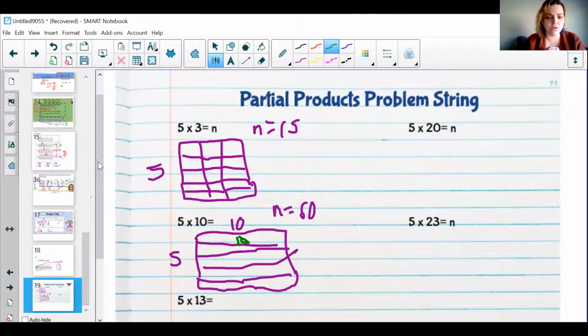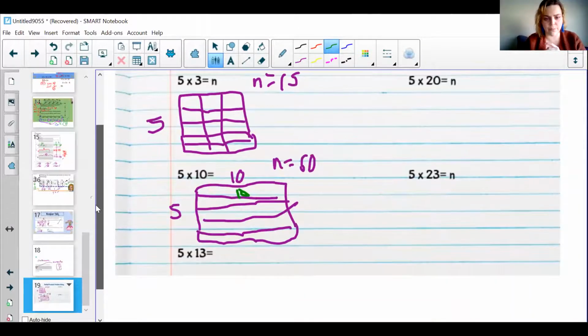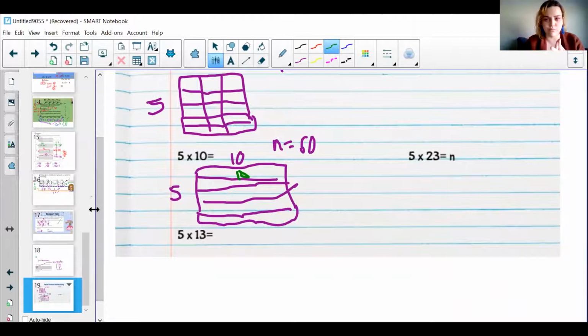Okay, so now we're going to do 5 times 13. Do I really want to write out every single little box? That's going to take me forever. But I can use the, say it with me, distributive property to show how to solve for 5 times 13 using an array model or area model. So watch. I know I have 5 over here. I'm going to write 5 so I don't forget.